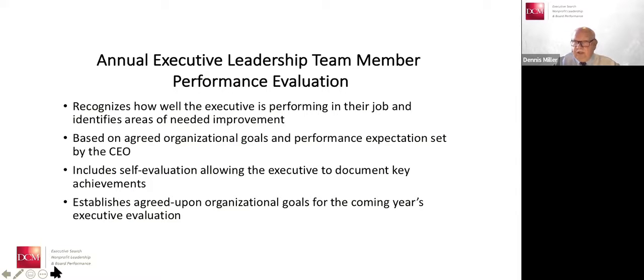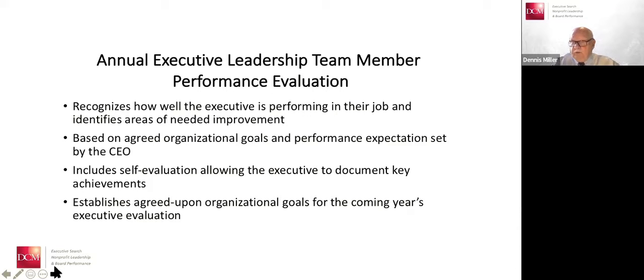Now, before we get to that, I want to say something else here. We do believe that in addition to a board having a CEO evaluation, which we have, we provide a CEO self-evaluation, and as we do for other leaders here. I think it's very important for not only a board to evaluate the CEO, but it's very important for the CEO, and again, I say executive director, to evaluate themselves, because a couple of things.